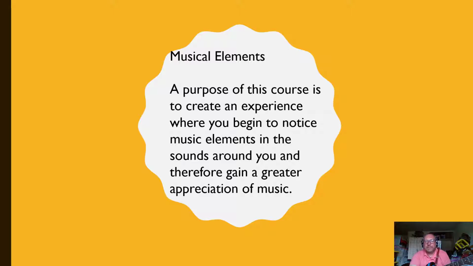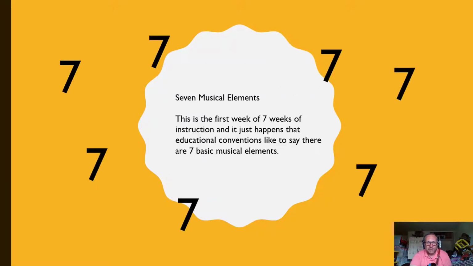So, musical elements. A purpose of this course is to create an experience where you begin to notice musical elements and the sounds around you, and therefore gain a greater appreciation of music. 7, a magical number in the musical world. It's the number of white keys for the letters A through G on the piano. Those black keys are enharmonic. They have more than one name, but the white keys are just the 7 letters A through G.